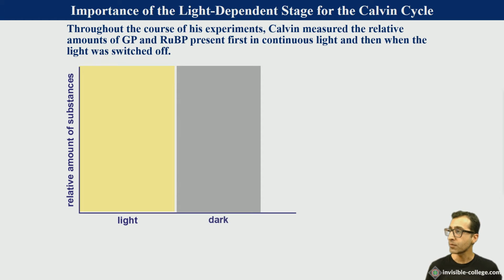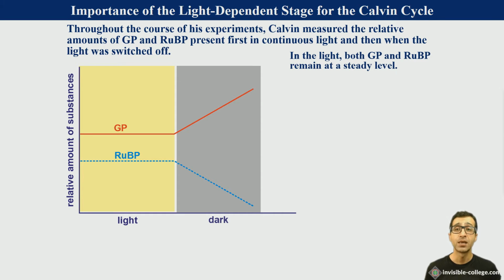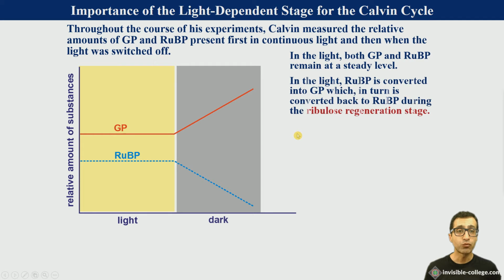So he measured the relative amounts of these two substances, firstly under conditions where there was continuous light, and then under conditions where the light was switched off. Now in the light, both GP and RuBP will remain at a steady level, but in the light, RuBP is converted into GP, as we saw before, which in turn is converted back to RuBP during the ribulose regeneration stage. But in darkness, the GP will accumulate and the levels of RuBP will fall.